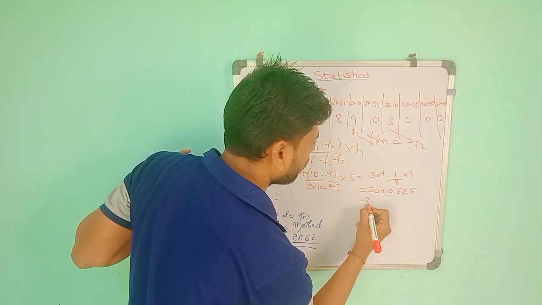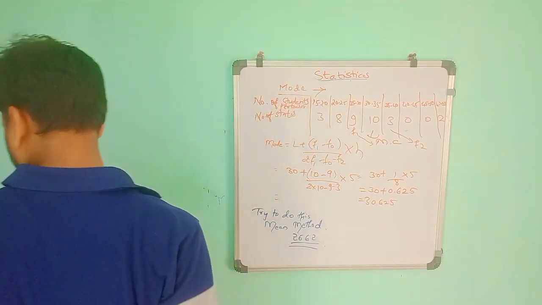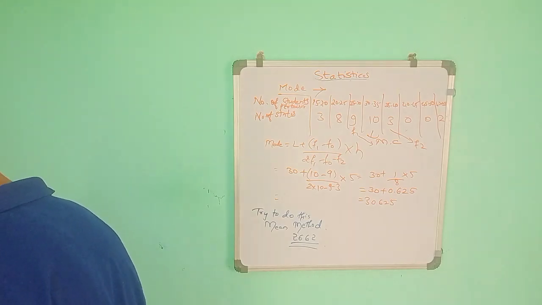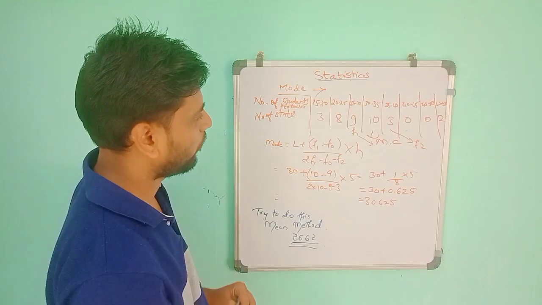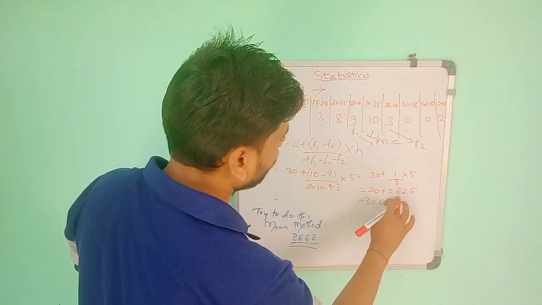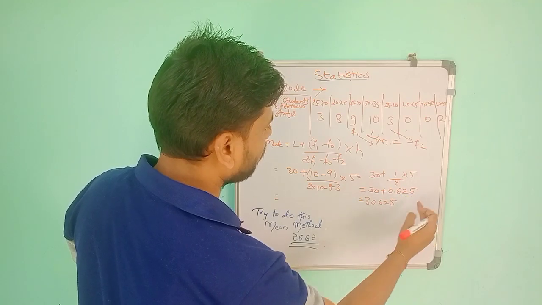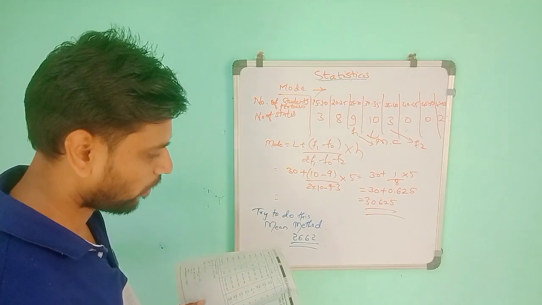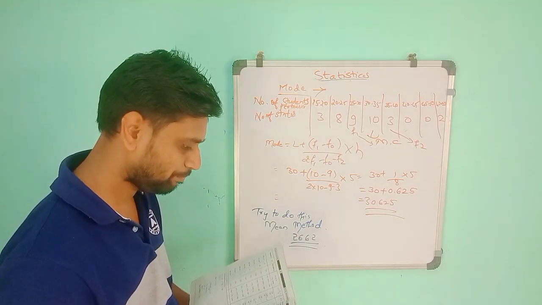So this will be 30.625. So 5 by 8: 8 sixes are 48, then 2 remains 20, 8 twos are 16, 4 remains 5. So you get 0.625, and you get 30.625. So you got the mode of the class interval as 30.625.